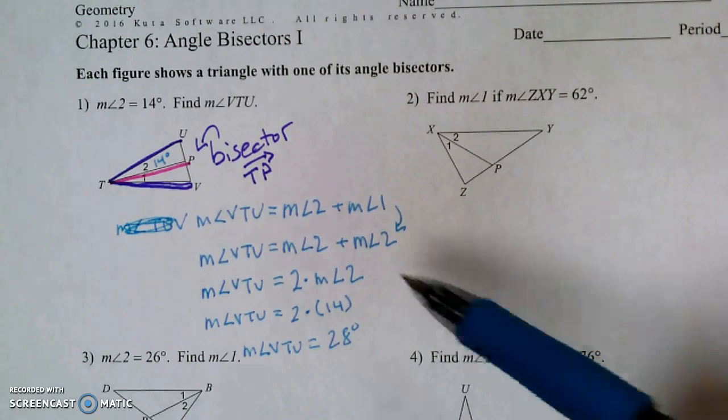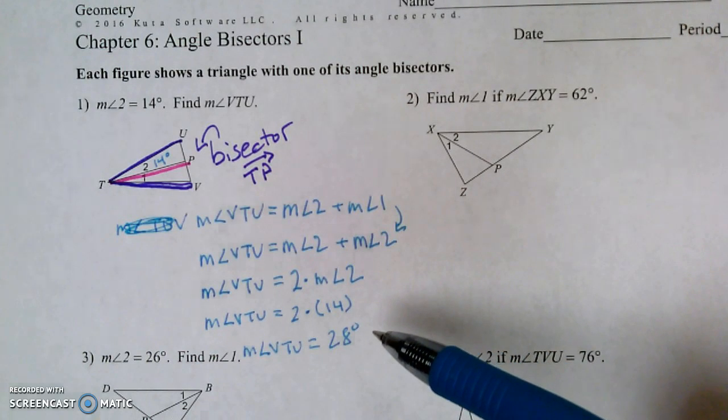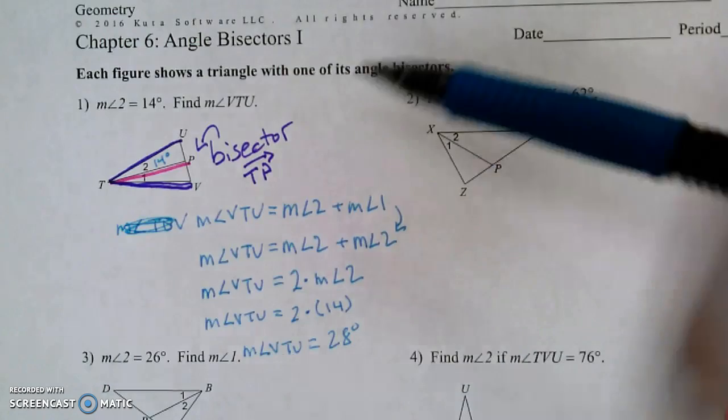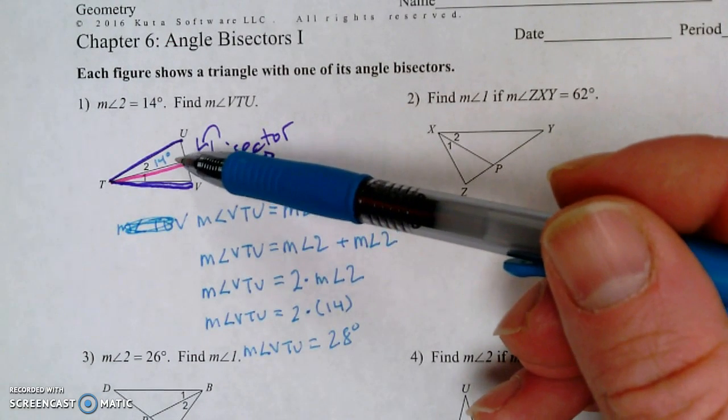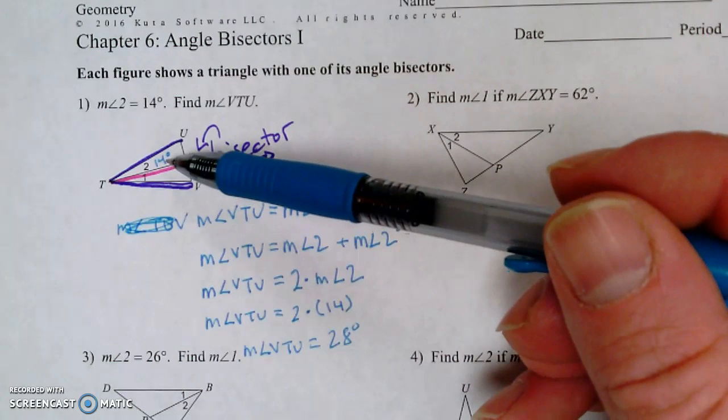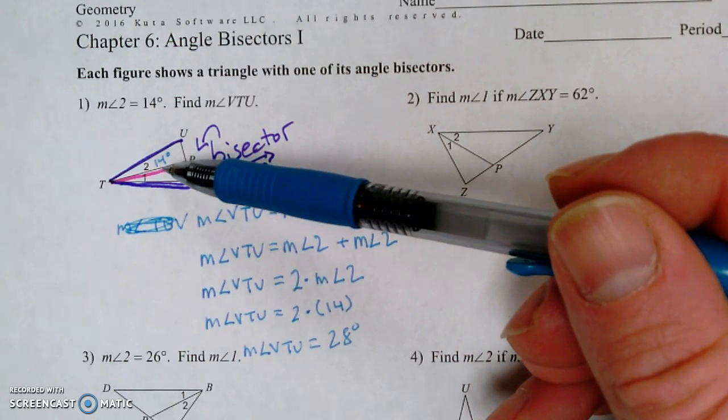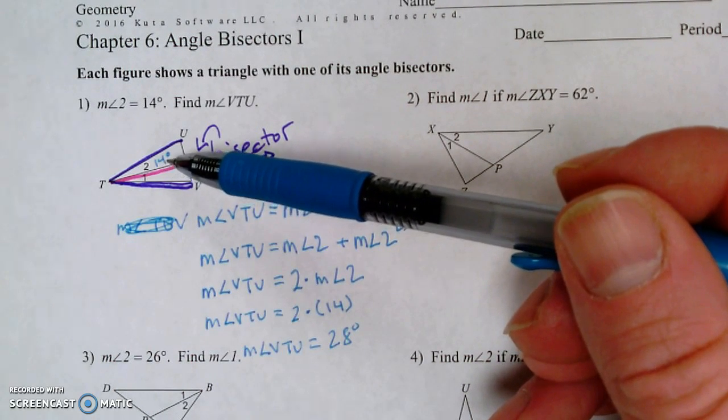Now when you're doing this, I'm not asking that you write all this out. I'm just going through a formal way of writing it out. You just need to recognize that the bisector cuts the large angle in half. If you know half of it, you just double it, and that gives you the size of the large angle.